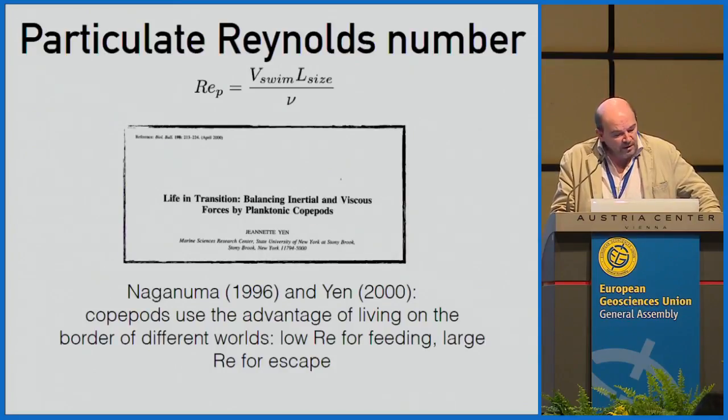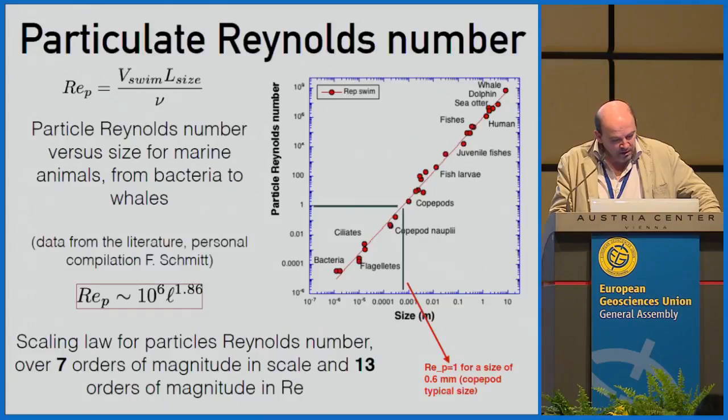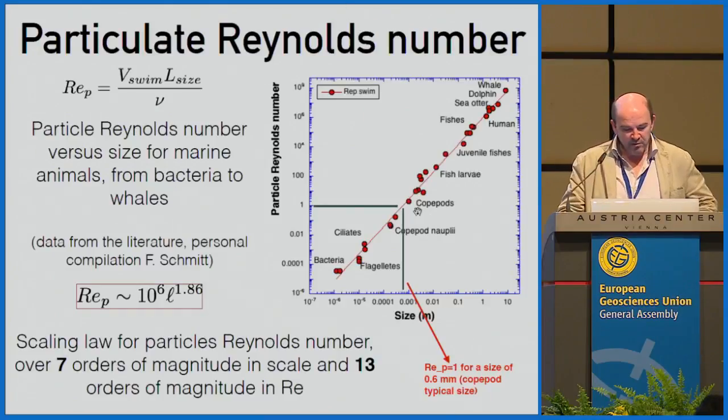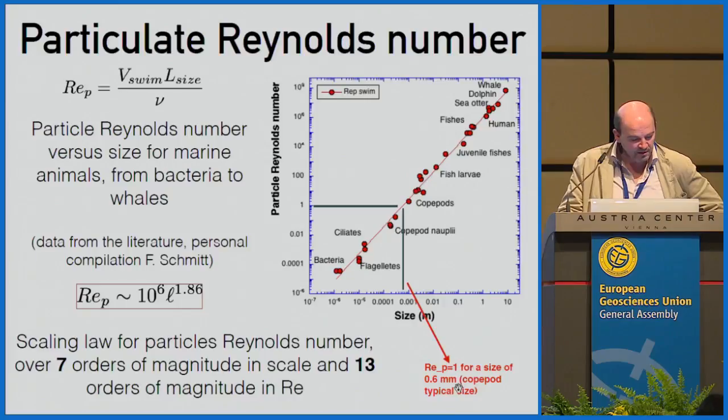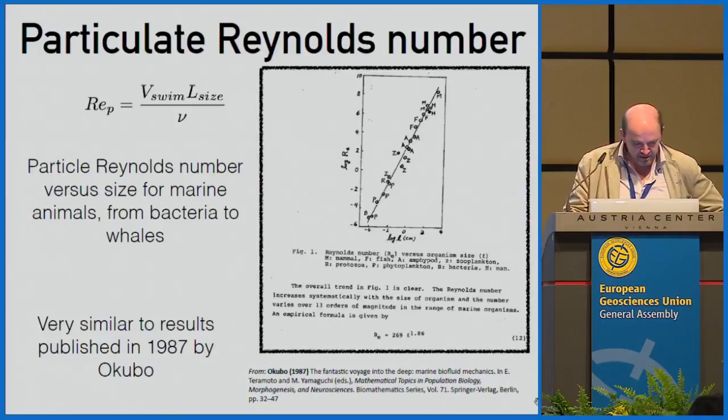A particle Reynolds number close to one was used by several studies to consider copepods, which are small crustaceans of the order of 1 millimeter. They say they take advantage of living at the border of two worlds, because they use low Reynolds number properties for feeding, and large Reynolds number properties for escaping predators. Here you find this relation, with a Reynolds number close to one for a size of 0.6 millimeters.